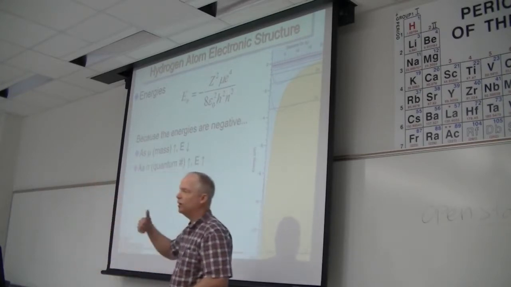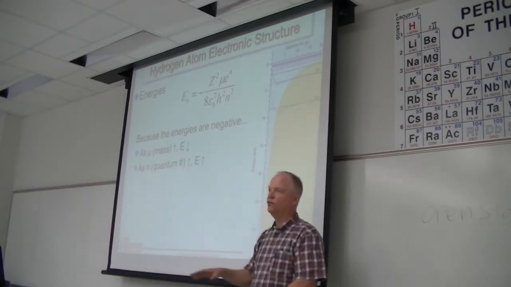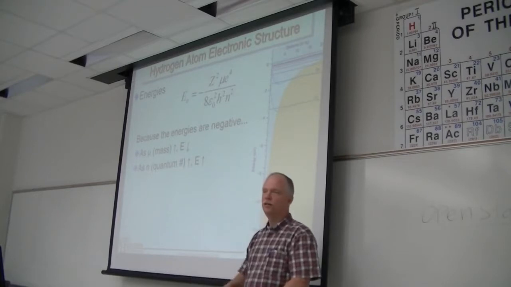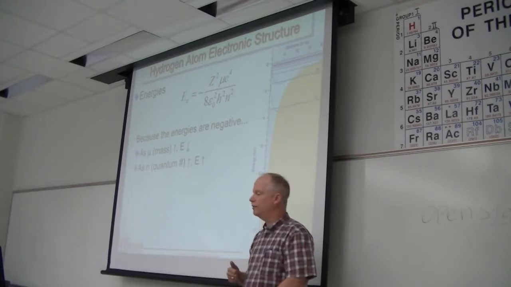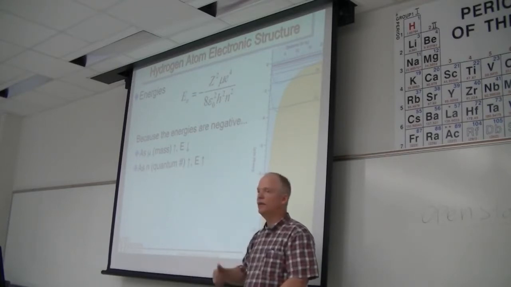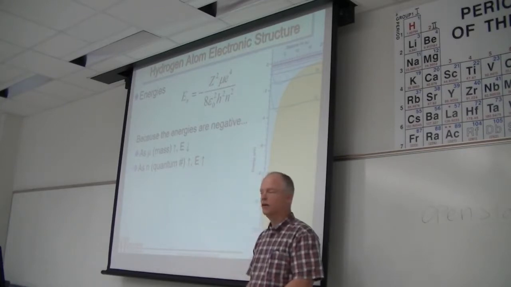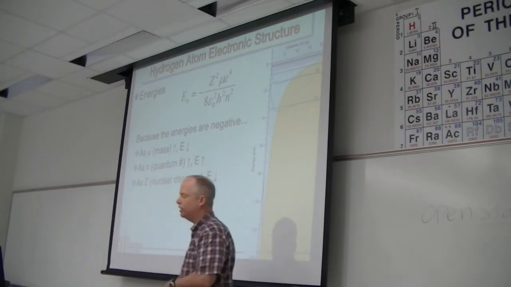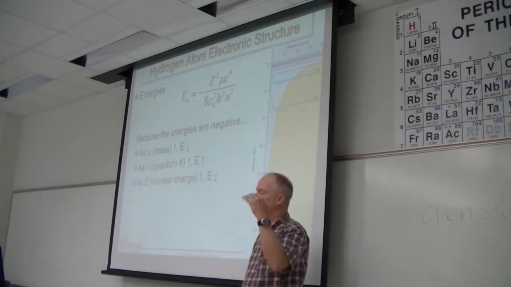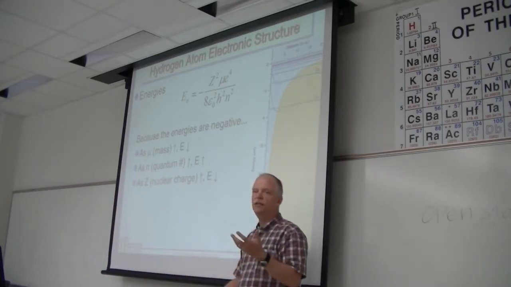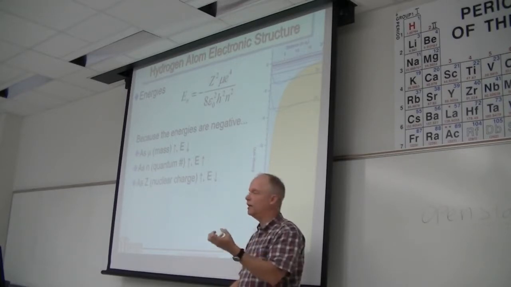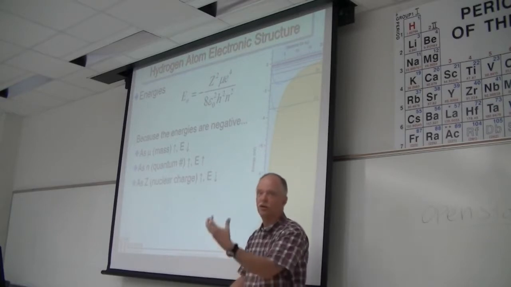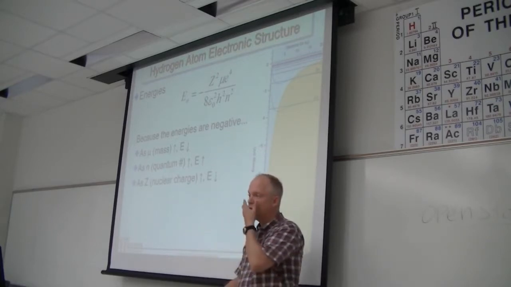As the quantum number goes up, again, these energies are negative, with quantum numbers in the denominator. So as the quantum number goes up, the energies go up. It becomes less and less negative. And then nuclear charge. As nuclear charge goes up, the energies go down. That makes sense as well, because we've got an electron attracted to the nuclear charge. If I make that a bigger charge, it's going to draw that electron closer and drop the energy.